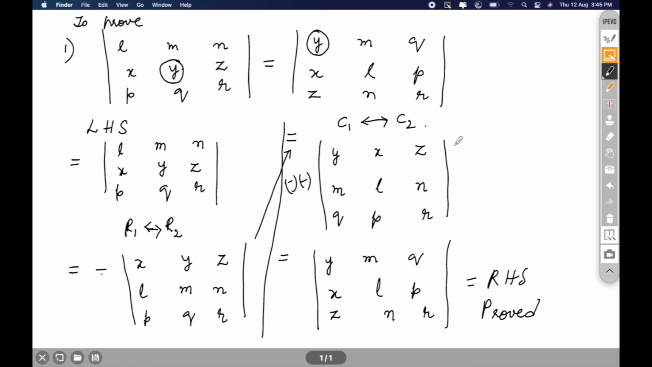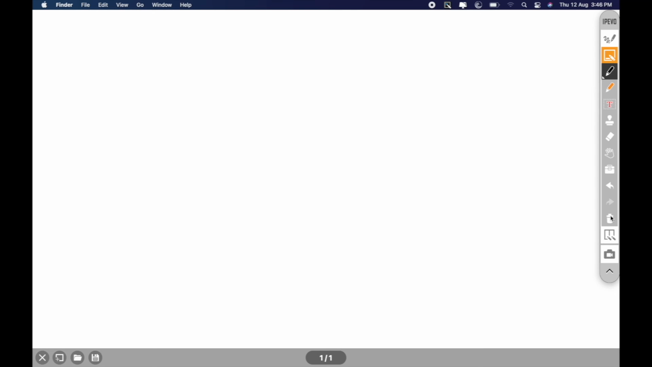I'll suggest always mention the property that you are utilizing to solve such questions in the right hand side part. Here you may state all the properties that you have used. Let us move on to another question. Next question, please see this one.